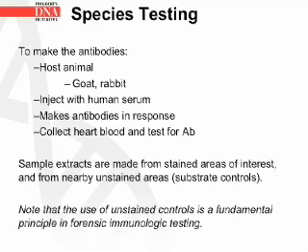To make antibodies, a host animal like a goat or rabbit is injected with human serum. The goat or the rabbit will make antibodies in response to this serum. Then, the heart blood is collected and tested for these antibodies. The sample extracts are made from stained areas of interest, and from nearby unstained areas. These are called substrate controls. Note that the use of unstained controls is a fundamental principle in forensic immunological testing.